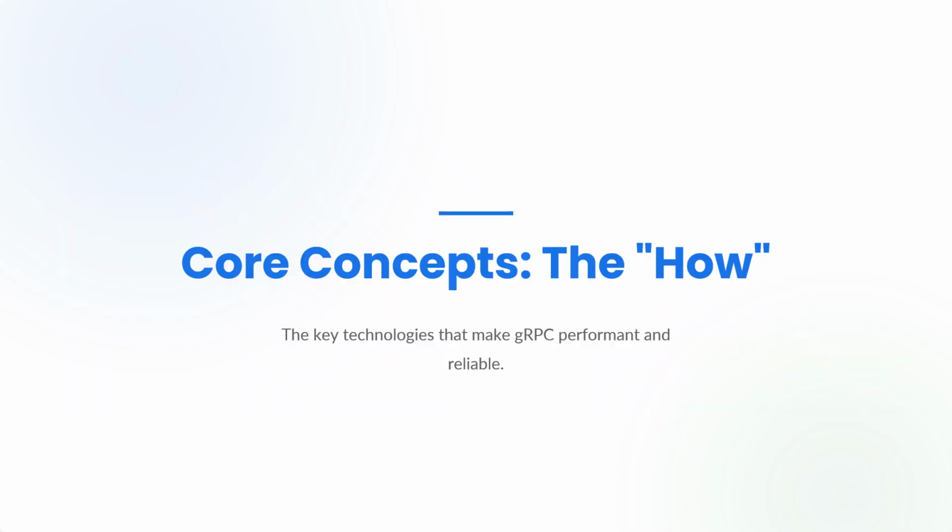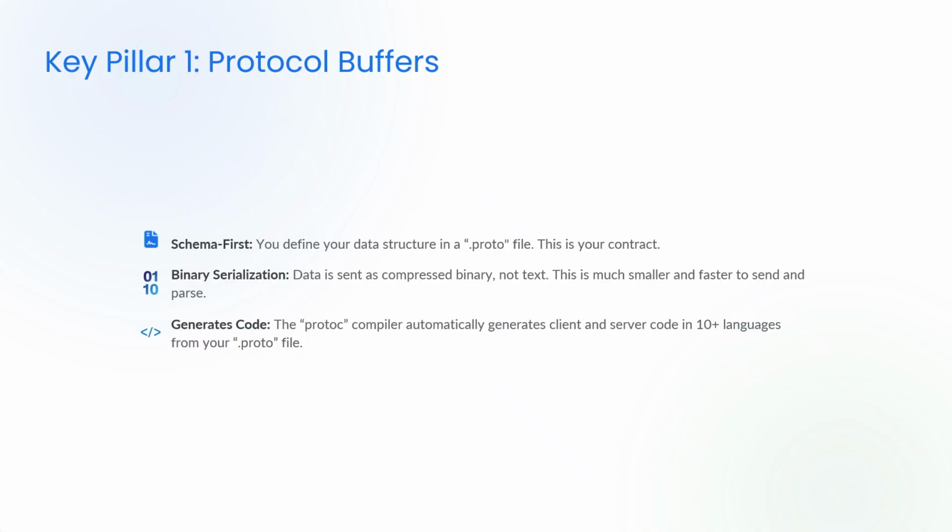Now that we know the why, let's go deeper into the how. What makes gRPC so fast, reliable, and efficient? There are three core technologies that make it possible. On the top of the list, we have protocol buffers. You define your data in a .proto file. The data is then serialized as a compact binary file, and then the protoc compiler generates client and server code in multiple languages. This makes development extremely fast and consistent.